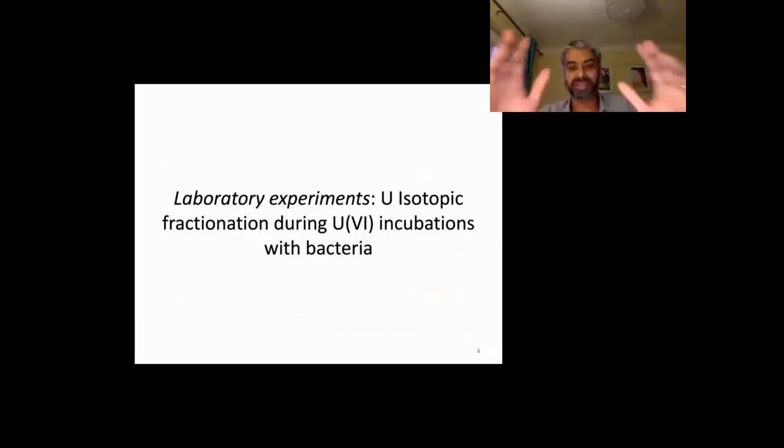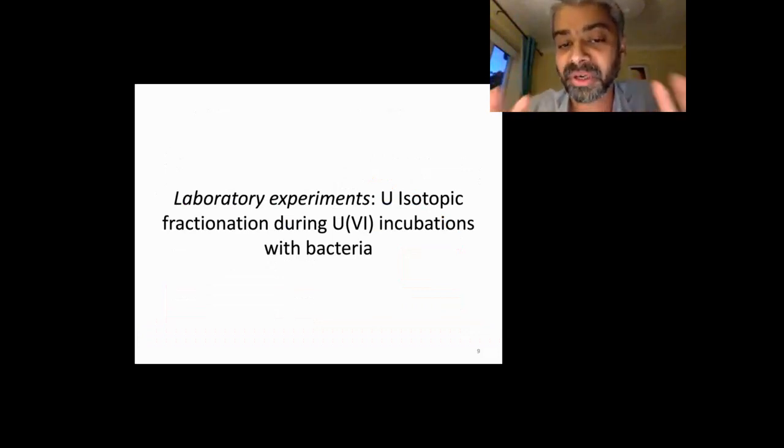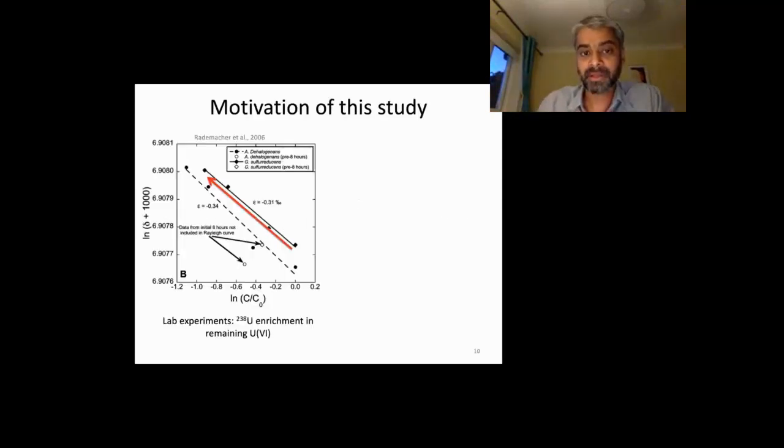So with that background, now I'm going to talk about the microbial experiments and the fractionation and try to make sense of fractionation factors. And then I'll talk about abiotic and then move on to the field studies. So the starting point was this paper that came out in 2006. This is the first paper that tried to determine the fractionation factor for microbial uranium reduction.